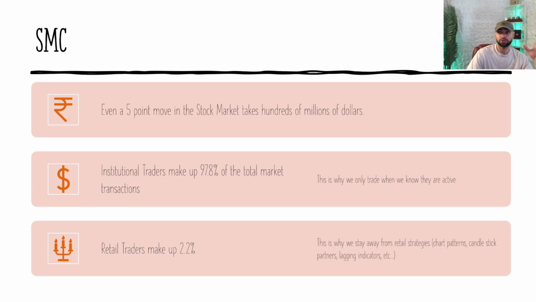Now, retail traders, us, anybody who's not a bank, hedge fund, or institution, make up 2.2% of the transactions. So that's why we stay away from retail patterns, chart patterns, candlestick patterns, lagging indicators, all that bullshit. It doesn't really work in the long run, man.